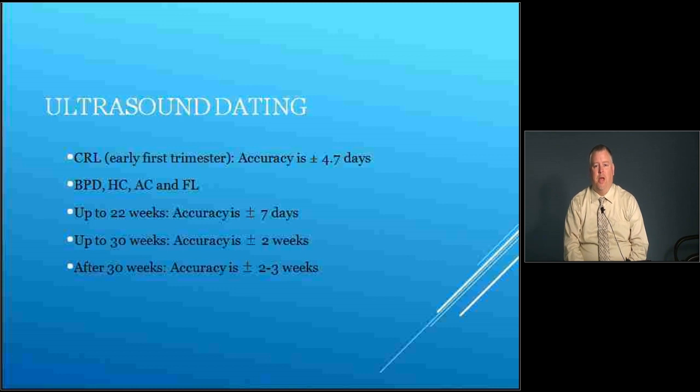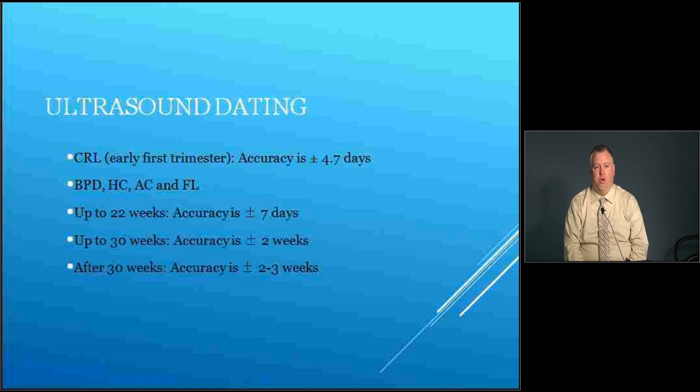So using ultrasound to help date the pregnancy, some of the measurements include CRL, and that's the crown rump length, and that's just the length of the embryo from the crown to the rump. It's done in the early first trimester, and its accuracy is within 4 to 7 days. Biparietal diameter, head circumference, abdominal circumference, and femur length are all done after that time period. Up to 22 weeks, the accuracy is within a week.